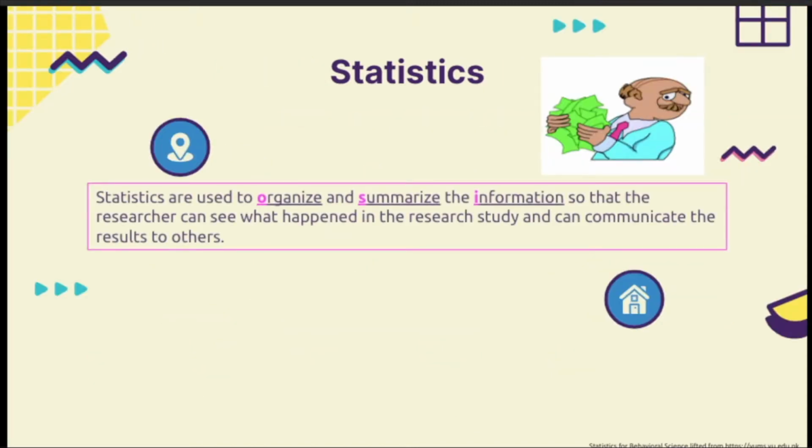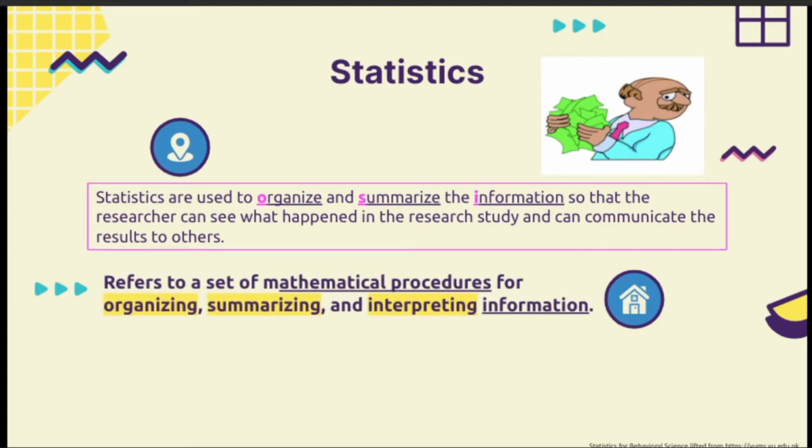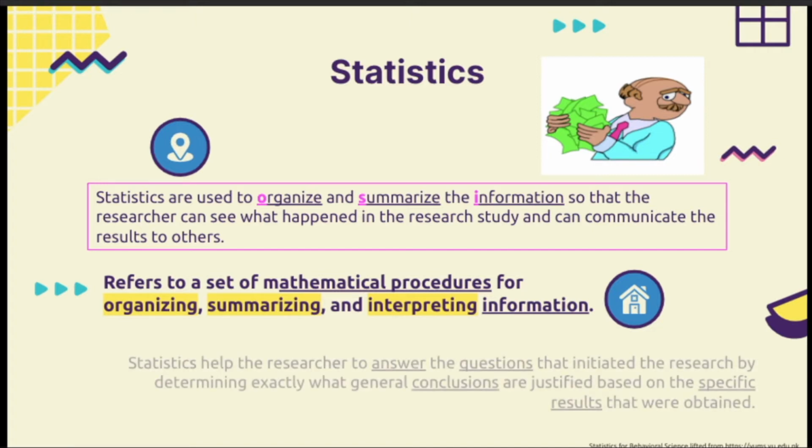So, let's take an example for this statistics. Let's remember the acronym OSI. It is used to organize, summarize, and interpret the information so that the researcher can see what happened in the research study and can communicate the results to others. And it also refers to organizing, summarizing, interpreting information. So this is the OSI. We just simplified it from the definition above.